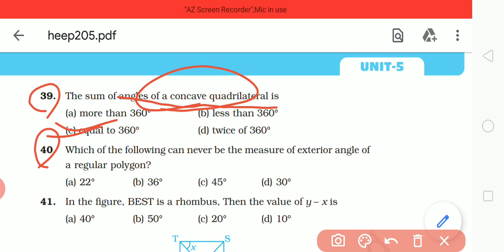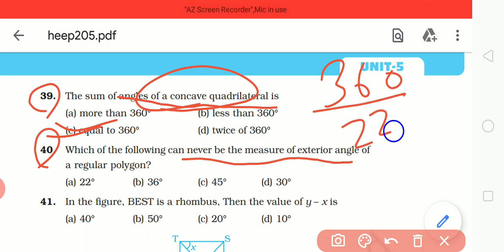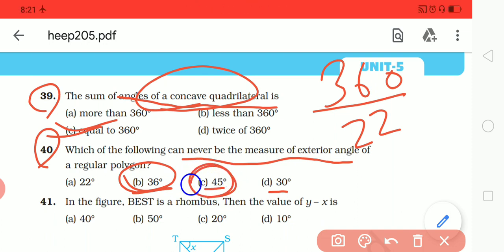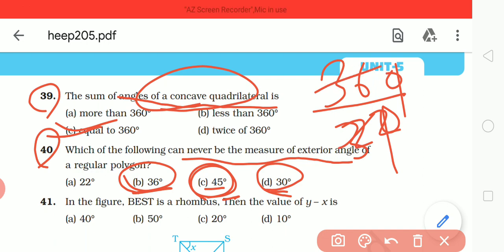Now 40th question. Which of the following can never be the measure of exterior angle of the regular polygon? So let us check. We just divide 360 by the number 22, then 360 by 36, then by 45, then 30. If you divide and you get a natural number, then it is possible to be the number of sides, otherwise not possible. It can be the exterior angle, otherwise not. When you divide 360 by 36, it completely divides. If you divide by 45, it completely divides at 8, and if you divide it by 30, it also divides at 12, right?